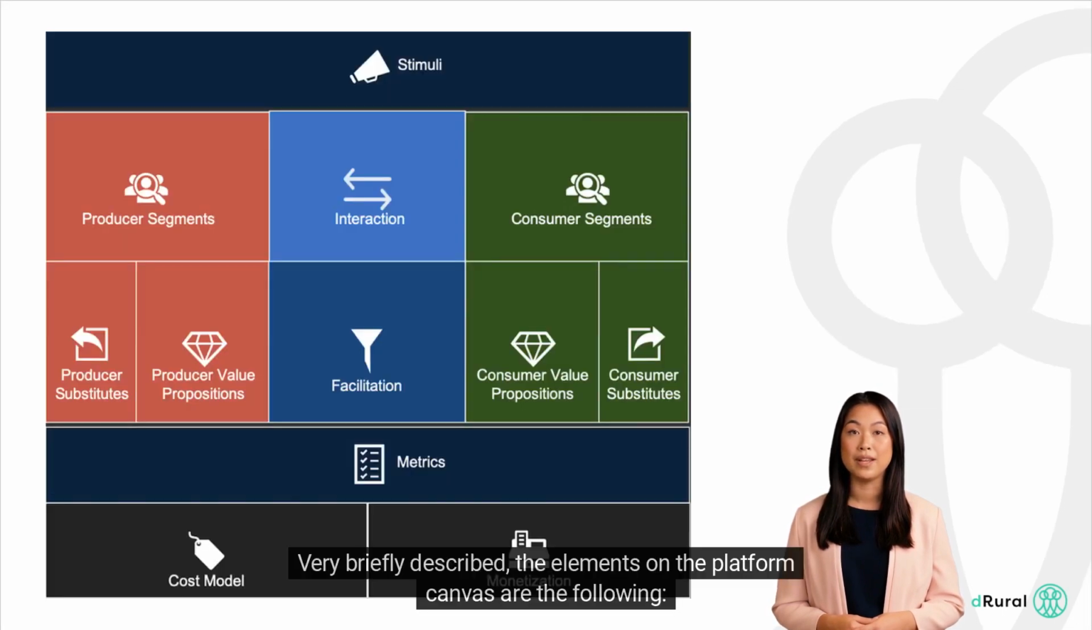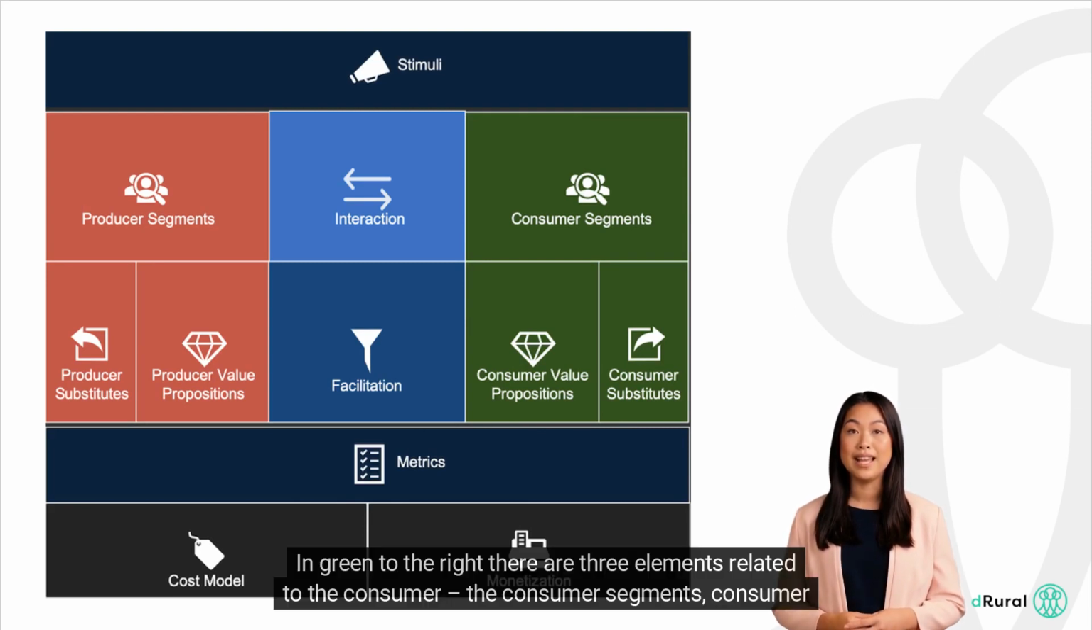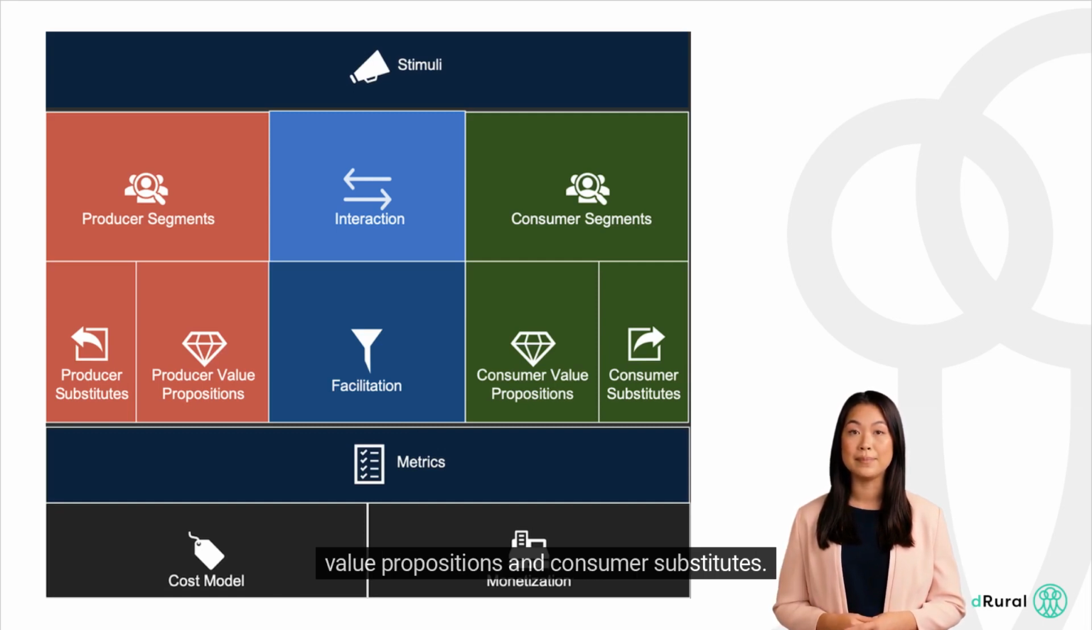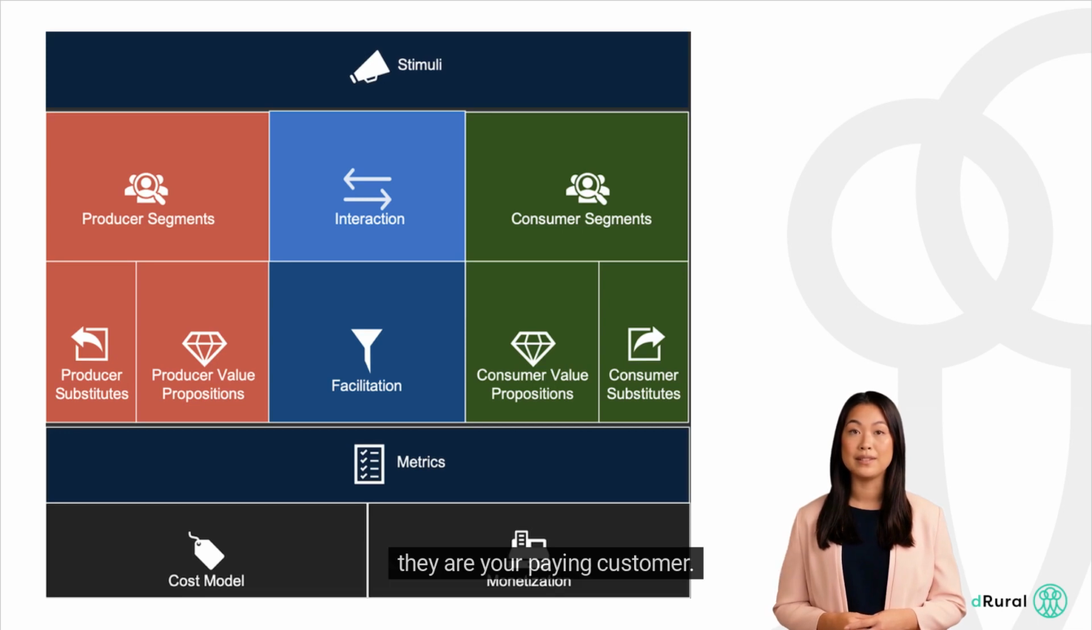Very briefly described, the elements on the platform canvas are the following. In green to the right, there are 3 elements related to the consumer segments, consumer value propositions, and consumer substitutes. Please note that we talk about consumers, not customers. Consumers can of course also be customers, but in a digital platform, it is not always the fact that they are your paying customer. To the left in red, there are equal elements for the producer.